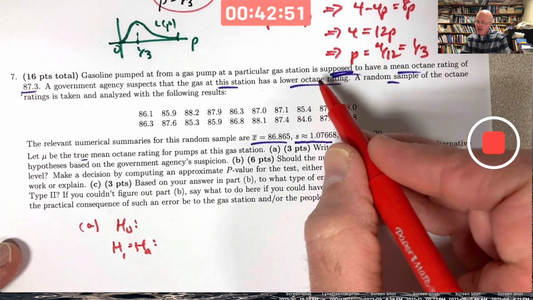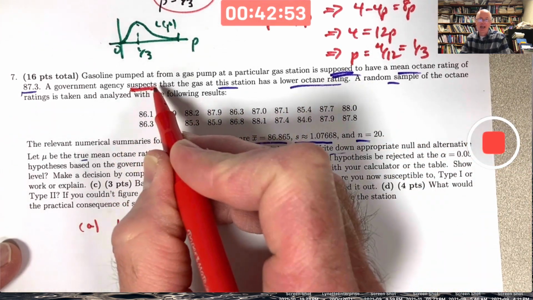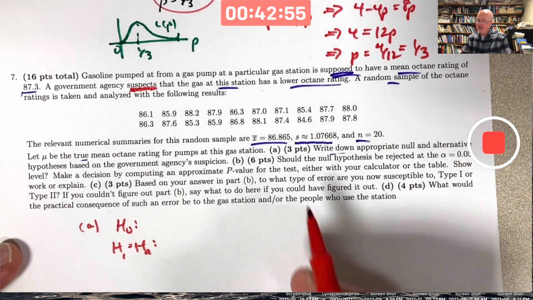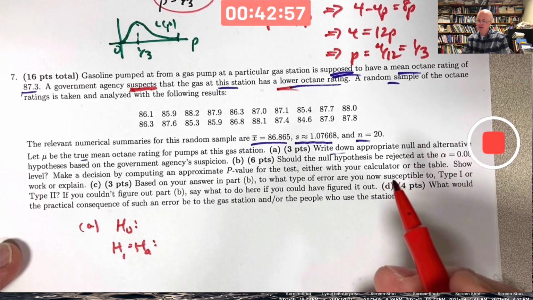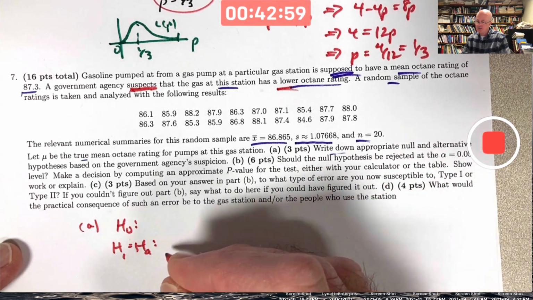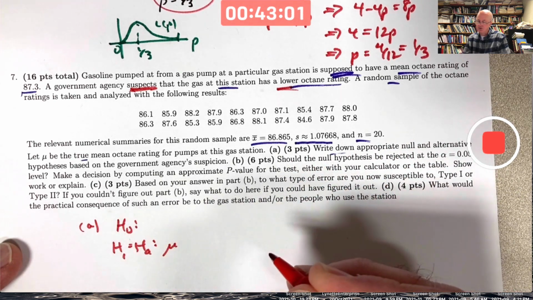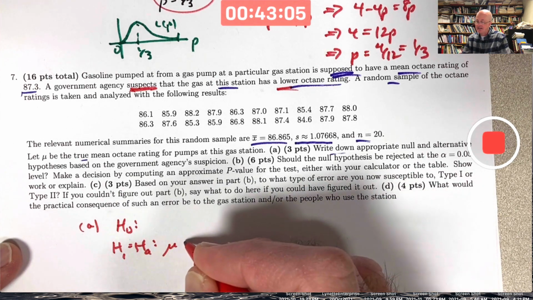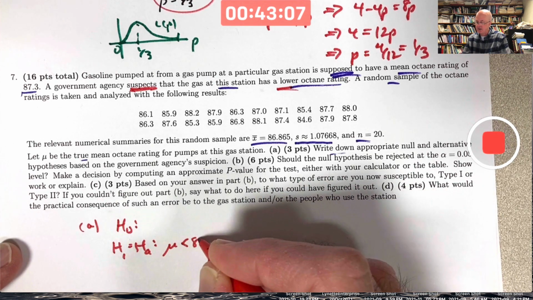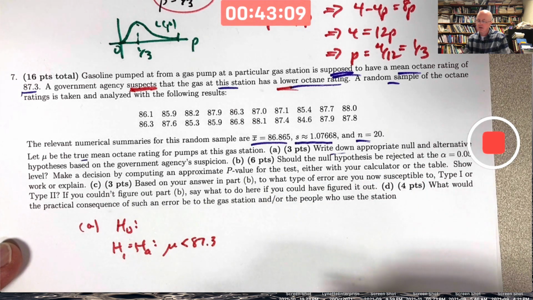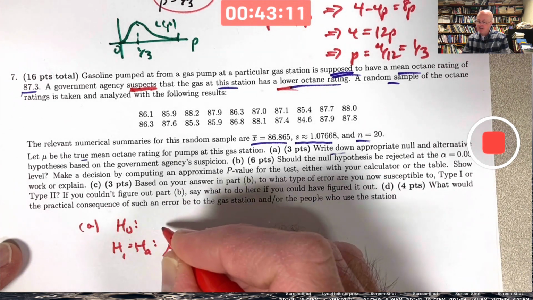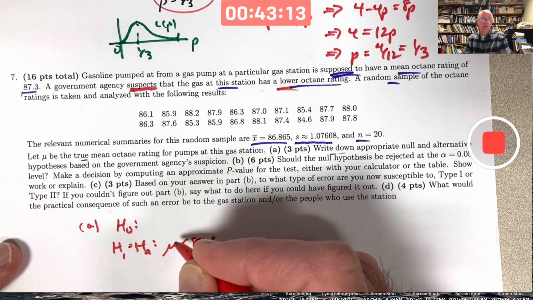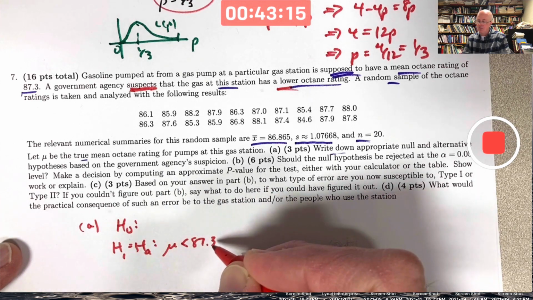They suspect, where does it say? Suspect. They have a suspicion, a theory, that it's too low. So the alternative hypothesis would be that mu, the true mean octane rating at this gas station or these gas stations, is less than 87.3. That's their theory. Which means the null technically would be mu is greater than or equal to 87.3, the opposite of this.